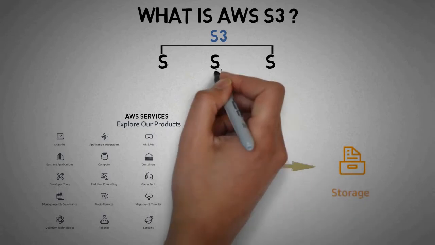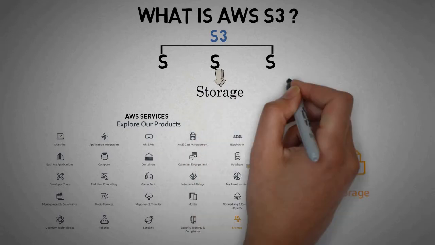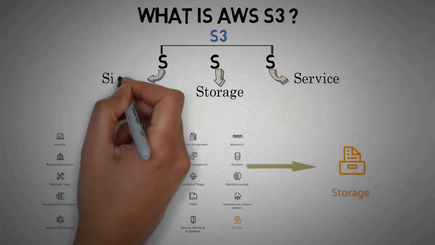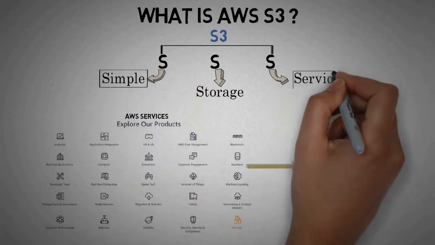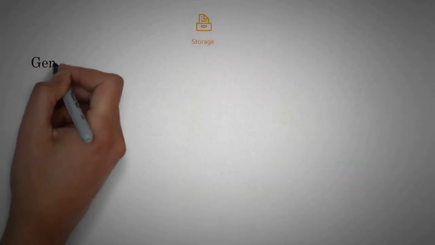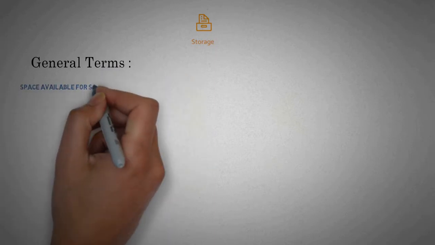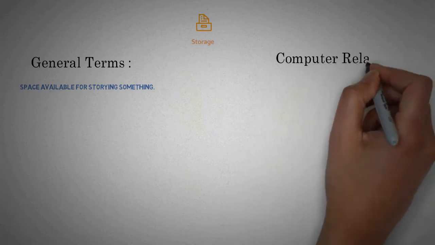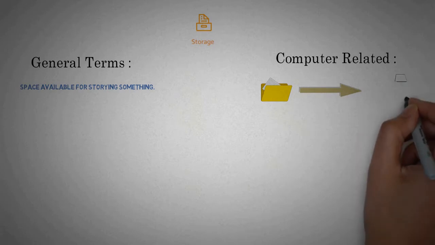So with this I think we are clear that in this S3, one S stands for storage and another for service, and the first S is for simple. So this is actually Simple Storage Service. So we know what is simple and service, but we should elaborate what is storage. In general terms, space available for storing something is storage. And in relation to a computer, storage is the component of your computer that allows you to store and access data.